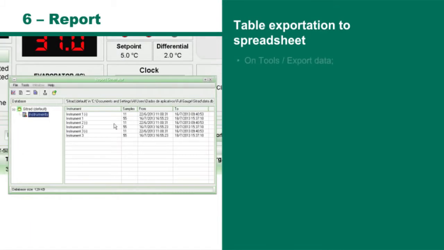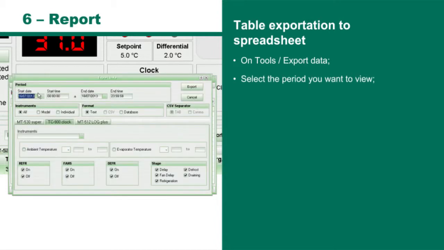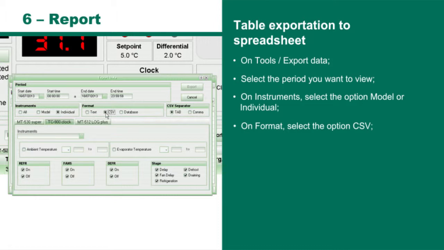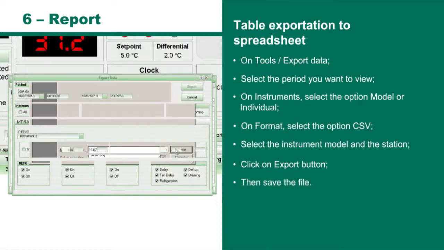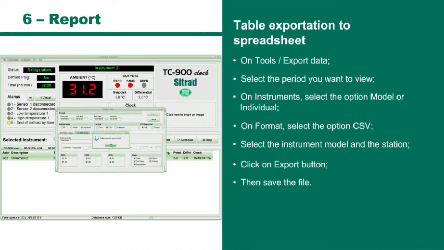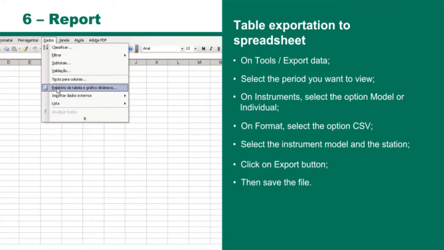Table exportation to spreadsheet. On Tools, Export Data. Select the period you want to view. On Instruments, select the option Model or Individual. On Format, select the option CSV. Select the instrument type and the instrument. Below, you can filter the data you want to export and click on Export button. Then save the file. You can open this file in any spreadsheets editing program.